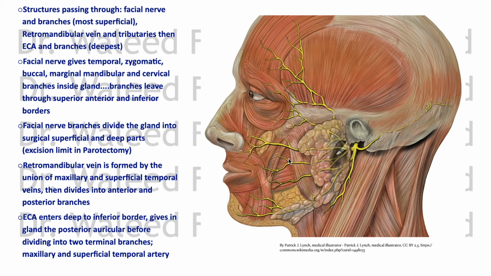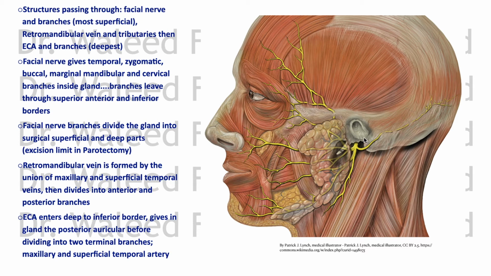Passing through the parotid gland: nerve, vein, artery. And this is the arrangement from superficial to deep. Nerve is the most superficial. This is extremely important. The nerve is the most superficial, then comes the vein, then comes the artery, which is the deepest structure, okay? The nerve is the facial nerve.